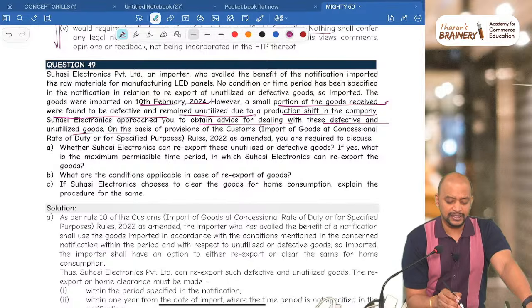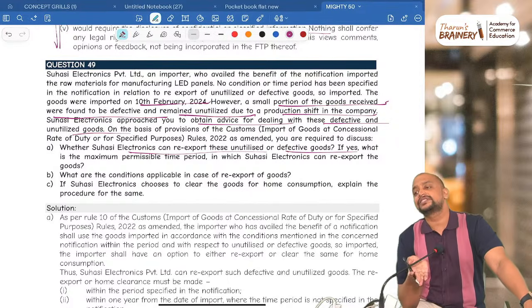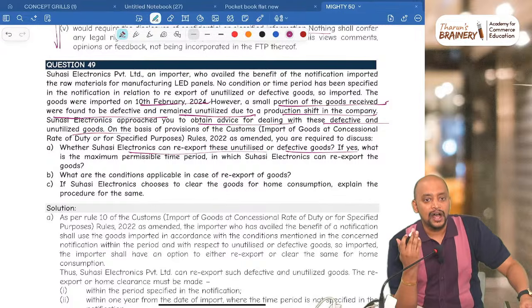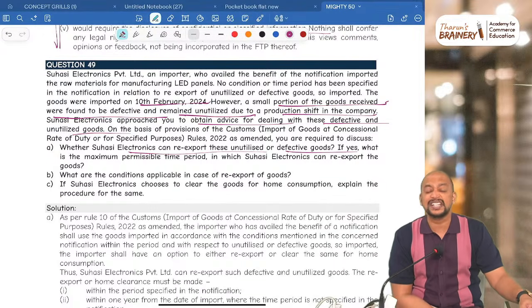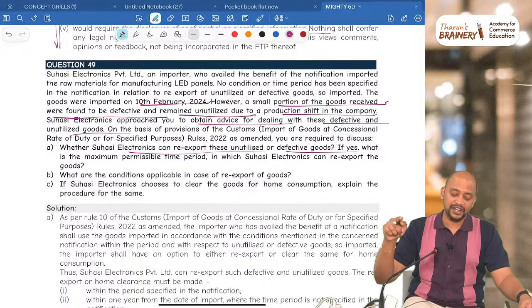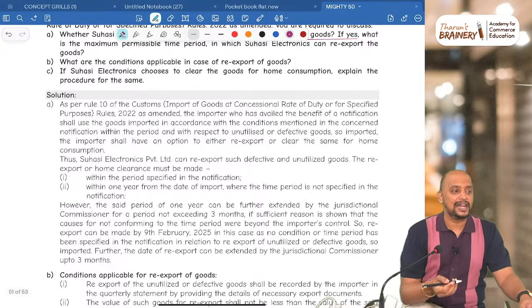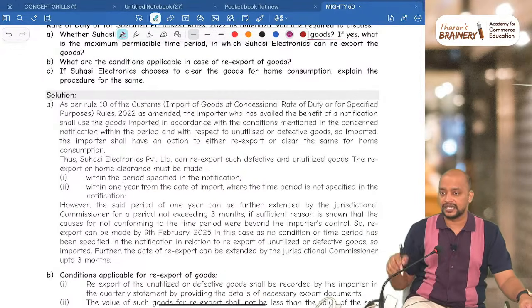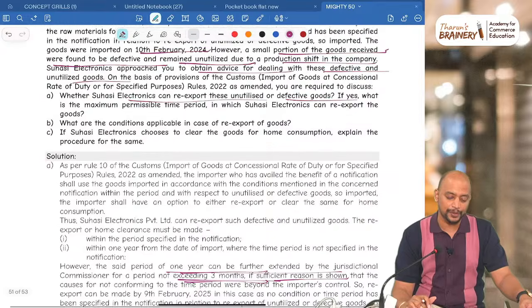Tell me whether they have to re-export these unutilized or defective goods? Yes. Import of goods at concessional rate of duty rules. All imported goods under these rules should be exported if it is defective or unutilized within 1 year, and it can be extended for a further period of 3 months. So we discussed that part, a latest amendment, the chart we discussed. Unutilized goods should be exported within 1 year, and it can be extended for a further period of 3 months if sufficient reason is shown.